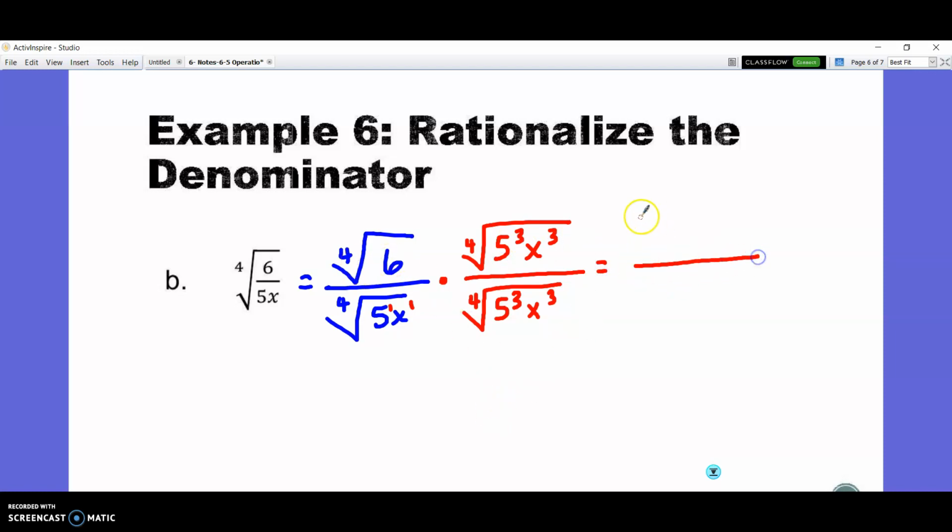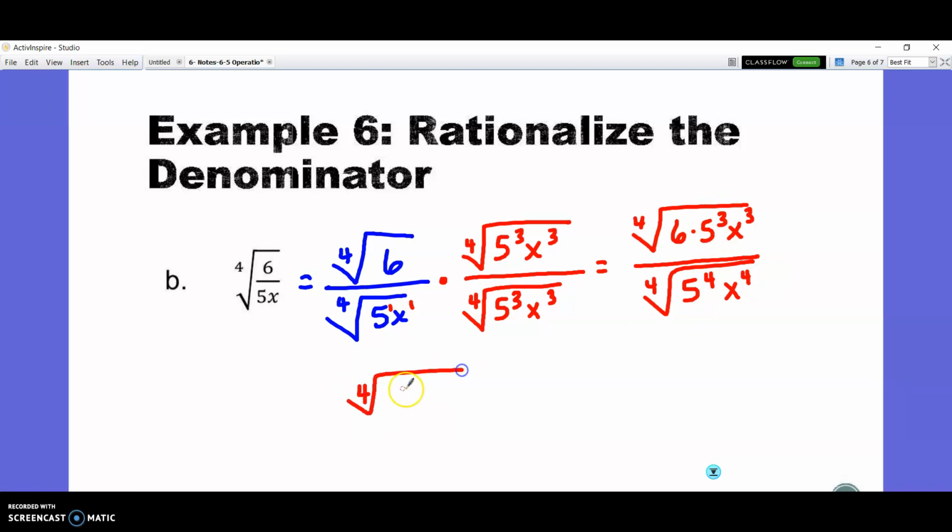And now this way, the fourth root of 6 times 5 cubed, x cubed. And then here it would be the fourth root of 5. Now 3 and 1 would make a total of 4, which means there's enough to make one group. And 3 and 1 right here also make 4 x's, which would make another group. And then I'm just going to simplify the top. 6 times 5 cubed, that's going to be 750. So the fourth root of 750, x cubed.